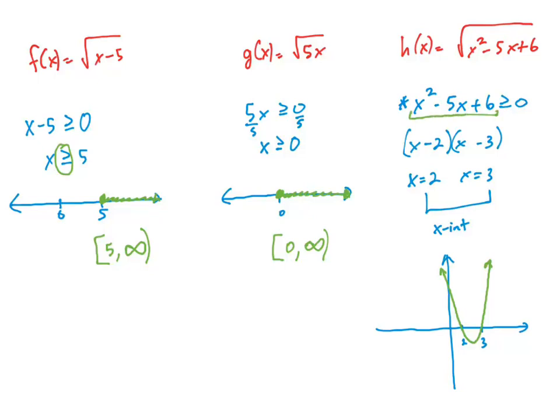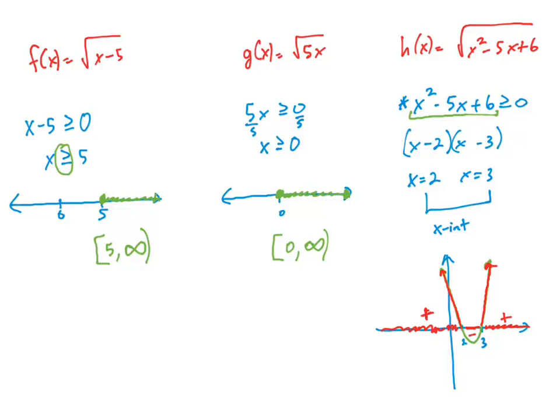So if I look at this graph, it looks like in this portion of the x-axis, the graph is above the x-axis, so we're going to say that's positive. In between, it's below the x-axis, so we're going to say it's negative. And then to the right of 3, the graph is again above the x-axis, so it's positive over there.